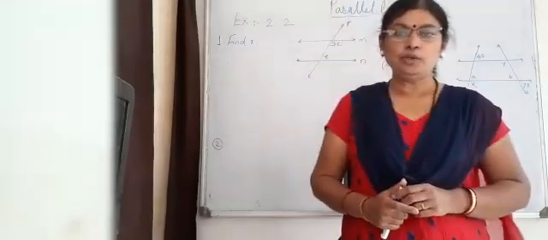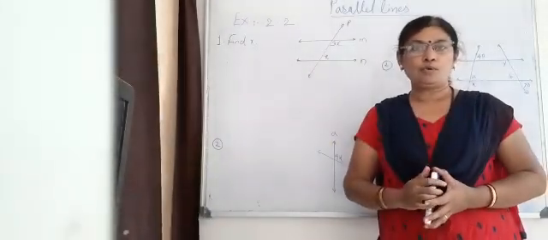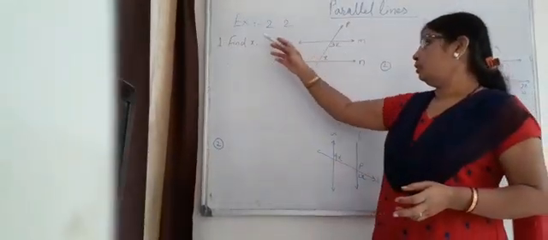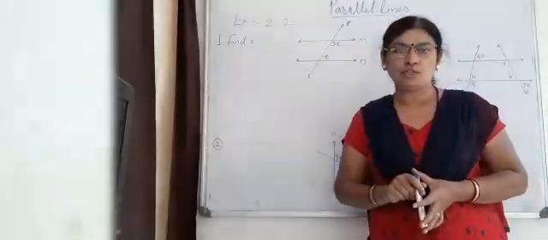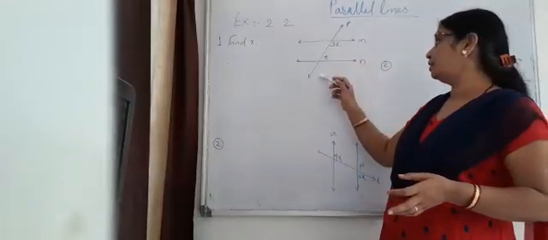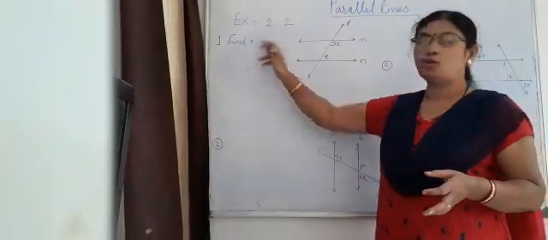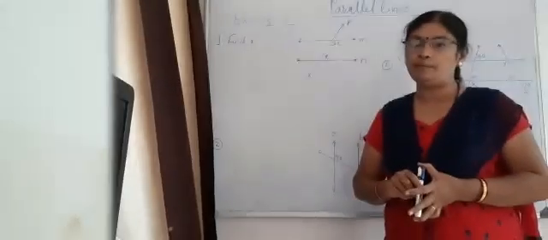I hope you understood how to find the angles. If one of the angles is given, how to find the remaining angles by using the property of angles formed by the parallel lines. Now see here in exercise 2.2. See the first question. In the first question, what you have to do? Choose the correct alternatives. But to choose the correct alternatives, you have to find out the answer. Here in the first question, what you have to find out? Find x.